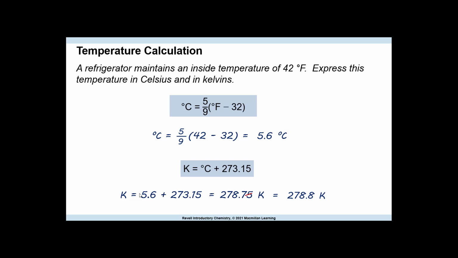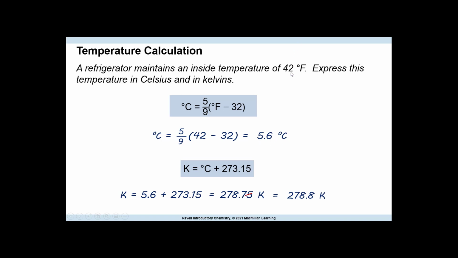A refrigerator maintains an inside temperature of 40 degrees Fahrenheit. Express this temperature in Celsius and in Kelvins. You need to get it in Celsius, and once you have Celsius, you can convert it to Kelvin. So we're going to use the 5/9 that your book gives you. Where it says Fahrenheit, we plug in 42 degrees minus 32, which gives us 10. Then we multiply by 5 and divide by 9. That gives us 5.6 degrees Celsius.